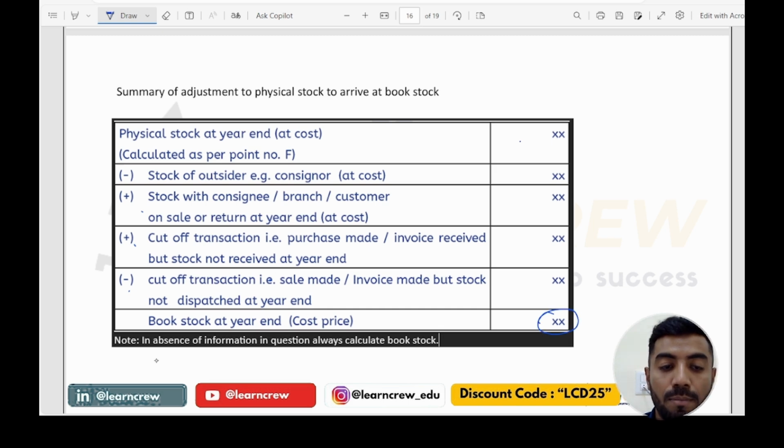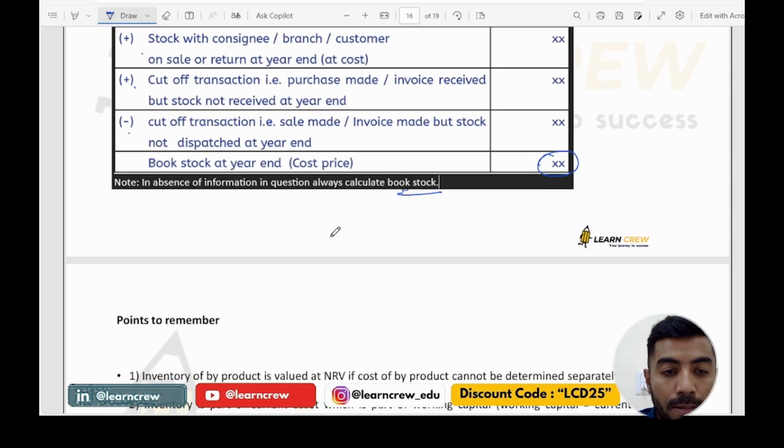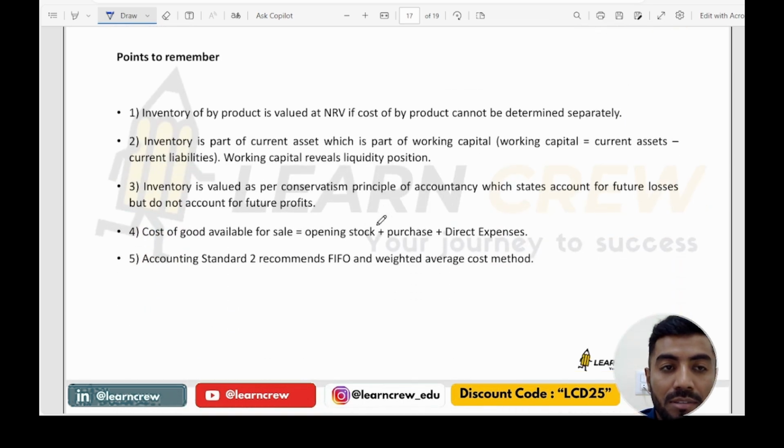In the absence of information in the question, always calculate the book stock. Always calculate the books. Okay, done. Next, some important points which you need to remember with respect to this chapter.